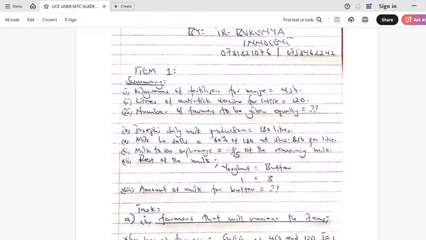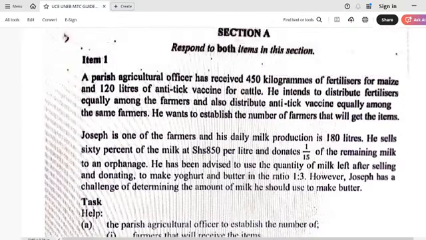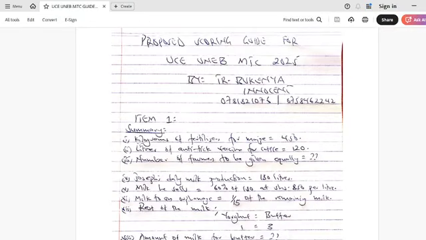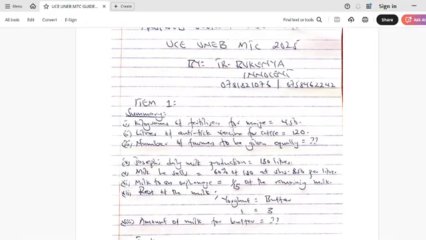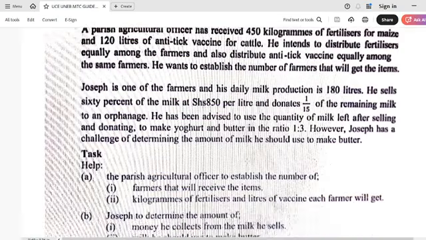When you read through the question, you see that a parish agriculture officer has received 450 kilograms of fertilizers. Whenever you find a numerical value, write that one down. We have 450 kilograms of fertilizers for what? For maize. So come to the summary and write that down: kilograms of fertilizers for maize equals 450. Likewise, look for any other figure that is appearing. The question says 120 liters of anti-tick vaccine for cattle also. That's a numerical value. So, liters of anti-tick vaccine for cattle equals 120. Then let us continue.